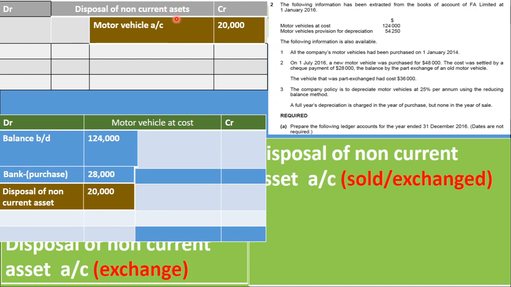I hope you understood this. Okay, let's go forward. Now what we do is we are back in the motor vehicle account.